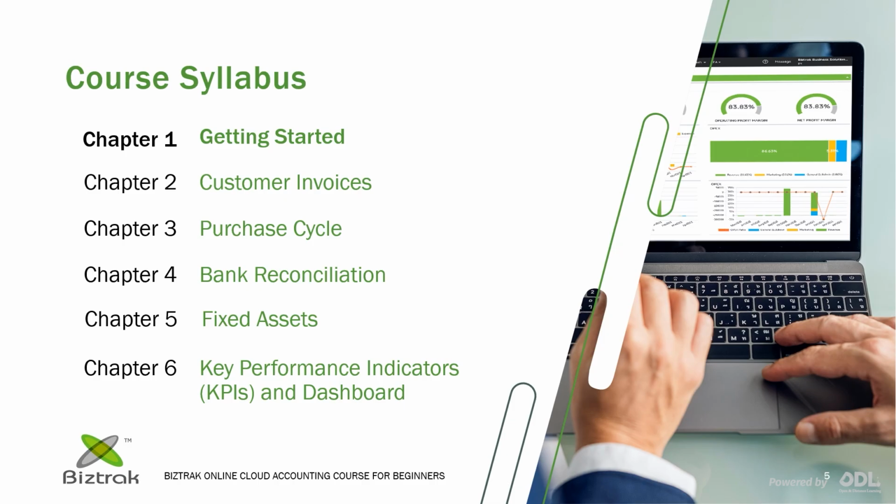Chapter 5 addresses fixed asset, guiding you on managing fixed asset and depreciation within the software. Finally, Chapter 6 introduces the concept of Key Performance Indicator, KPI, and the dashboard, helping you to analyze business performance through the utilization of KPI and the Biztrak dashboard. Each chapter builds on the previous one, ensuring a holistic understanding of Biztrak Online.